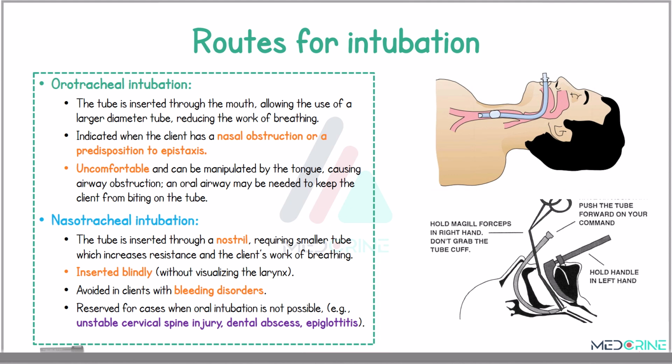The second route of intubation is nasotracheal intubation. In nasotracheal intubation, a tube is inserted through the nostril, requiring us to use a smaller tube, which increases resistance and the client's work of breathing. This method of intubation is done blindly without visualizing the larynx, as compared to orotracheal intubation, where we use a laryngoscope. Nasotracheal intubation is avoided in patients who have bleeding disorders, and it's only reserved for cases where orotracheal intubation is not possible, for example in patients with unstable cervical spine injury, dental abscess, or epiglottitis.